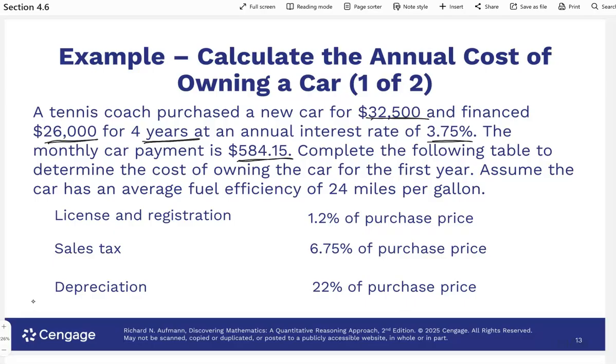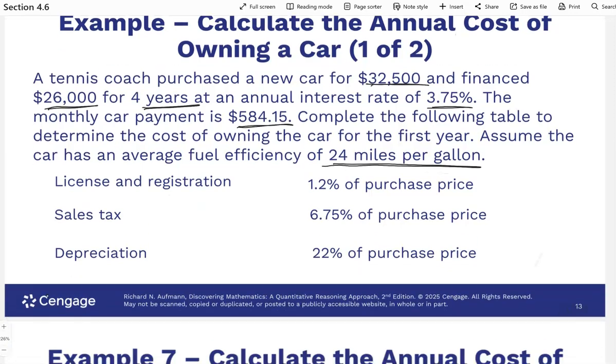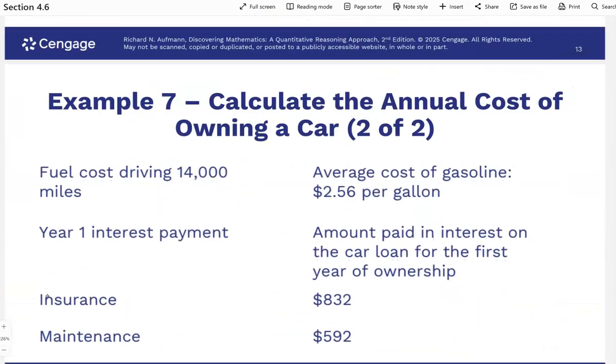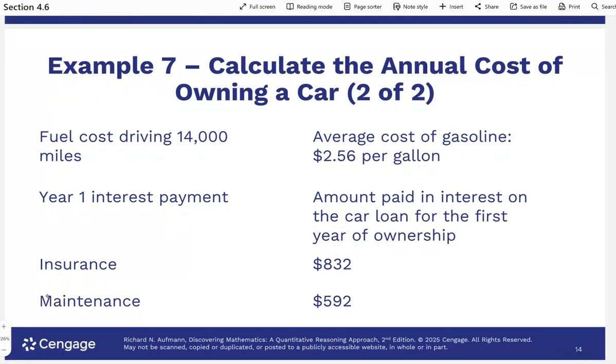Assume the car has an average fuel efficiency of 24 miles per gallon. They're telling us that the license and registration is 1.2% of the purchase price, sales tax is 6.75% of the purchase price, depreciation was 22% of the purchase price. Fuel cost for driving 14,000 miles, and the average cost of gasoline is $2.56. So they're expecting to drive 14,000 miles in this particular year. And the year one interest payment, we have an insurance amount and we have a maintenance amount.